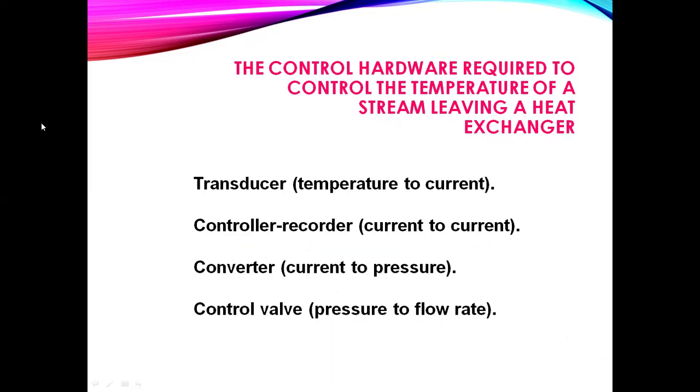As you can see on the schematic diagram, you have the transducer, which converts temperature to current. The controller-recorder, of course, has no conversion here, but simply compares the current from the set value to the current that came from the transducer. Your converter now converts the current from the controller to pressure, and then your control valve has the pressure on the diaphragm working on it to produce the needed flow rate of the cooling water. So the flow rate of the cooling water here is the goal.